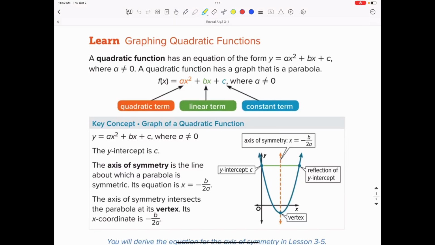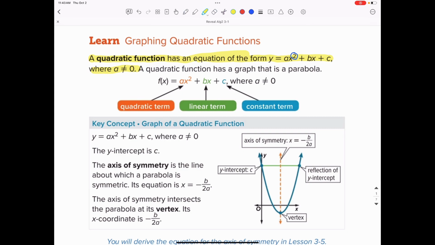Periodically over the last two chapters, we've been talking about quadratic equations and quadratic functions. To remind you what a quadratic function is, it is an equation in the form of y equals ax squared plus bx plus c, where a does not equal 0. The main thing to point out about quadratic equations is that there is an exponent of 2, and that's what makes a quadratic equation a quadratic equation.